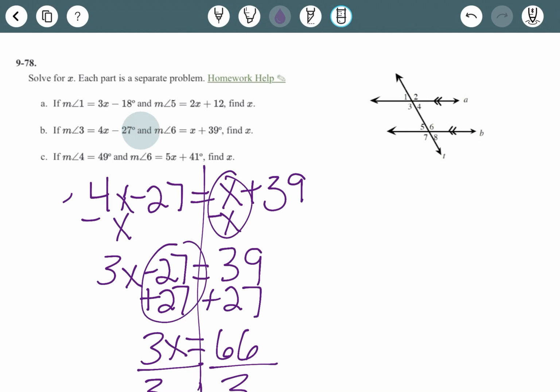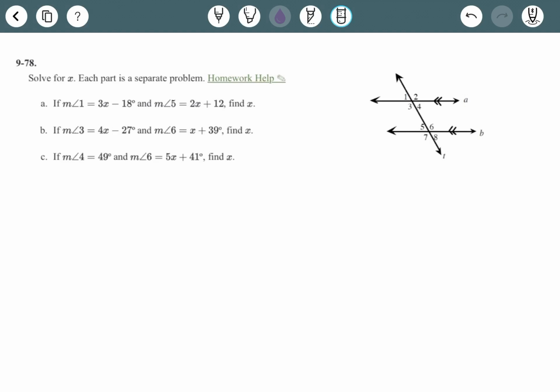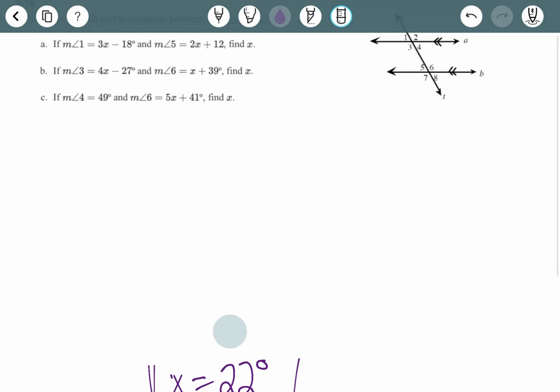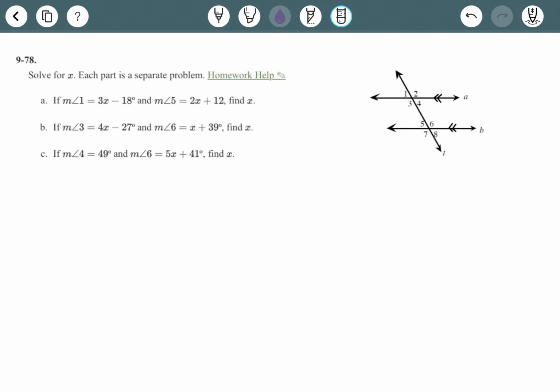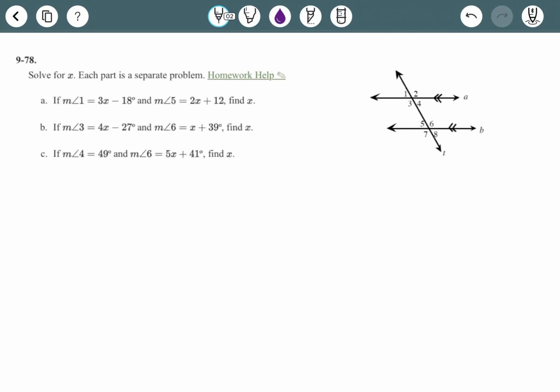All right, on to part C. C says if the measure of angle 4 equals 49 degrees and the measure of angle 6 equals 5x plus 41 degrees, find x. First things first, let's have a look at these two angles, angle 4 and angle 6. Angles 4 and 6 are not of equal measure, but they do add up to 180 degrees. So our equation is going to look a little bit different than it did in parts A and B.